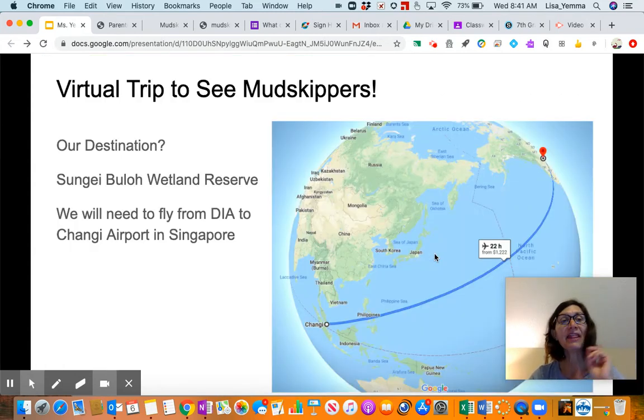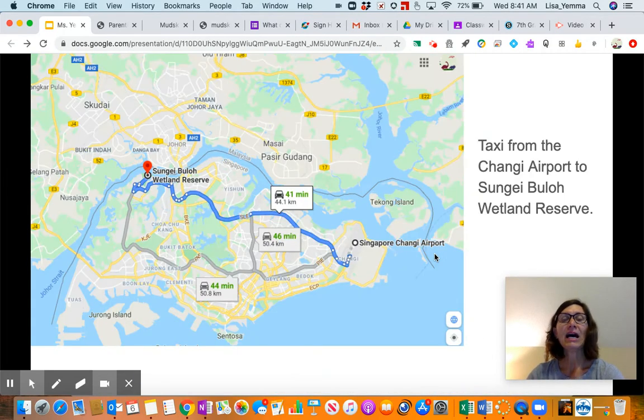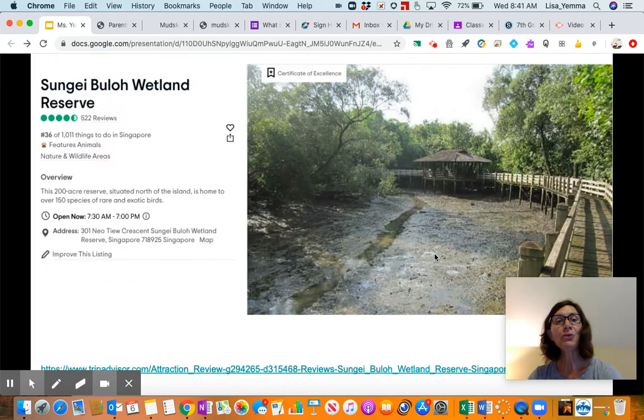learning experience. Then we went on our virtual field trip. So we're going to have to do a 22-hour flight. Sorry, it's going to be long, but we'll read books or something, or maybe we'll continue our research. We're going to the Sungai Buloh Wetland Reserve. It's in Singapore. Once we arrive at the airport, we're going to drive to the reserve.